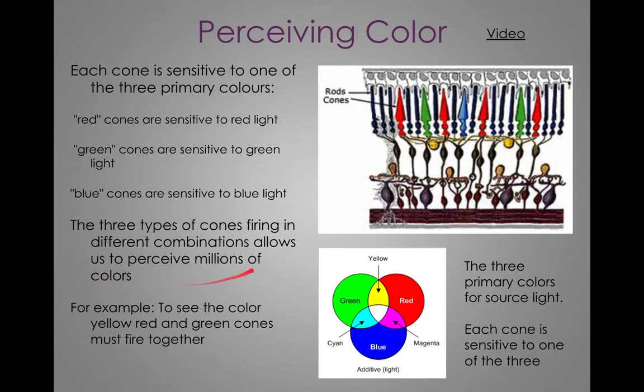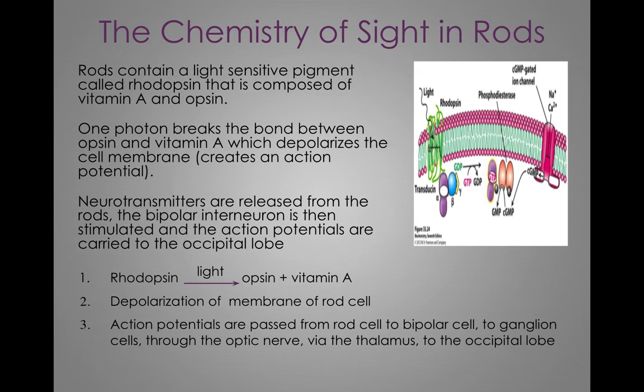Now this subject is almost a whole course in biology, at least a whole unit in sight. Please watch this video. It does a better job than I can in explaining how these three types of cones combine to give us the millions of color combinations that we can see as human beings. I'm going to ask you to skip the chemistry of sight in rods. This is something that we're not going to cover in this course, so don't worry about that.